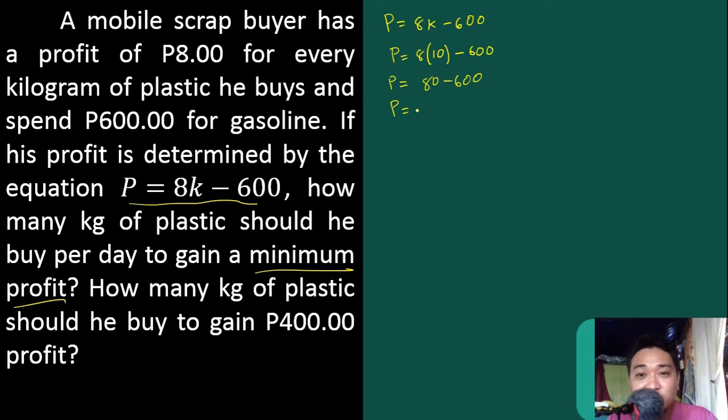So again, the profit will become negative kasi mas malaki si 600. Ibig sabihin, mas malaki pa rin yung gasolina na ginagastos niya compared dun sa profit na ginigain niya. Kasi 10 kilo lang yung dala-dala niyang scrap pagbalik niya, di po ba? So 80 minus 600, that will be negative 520.